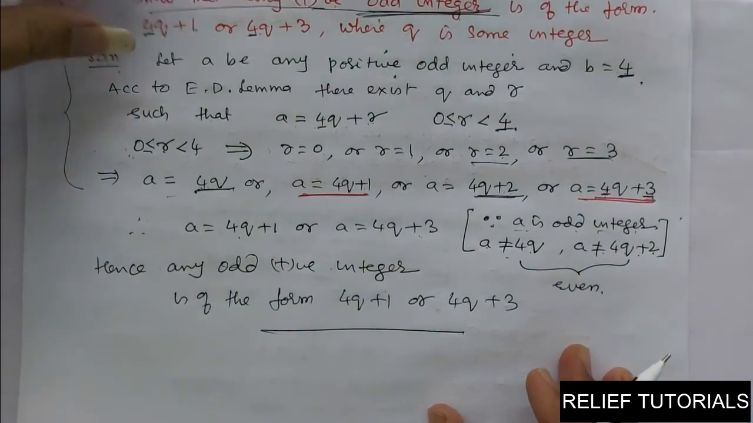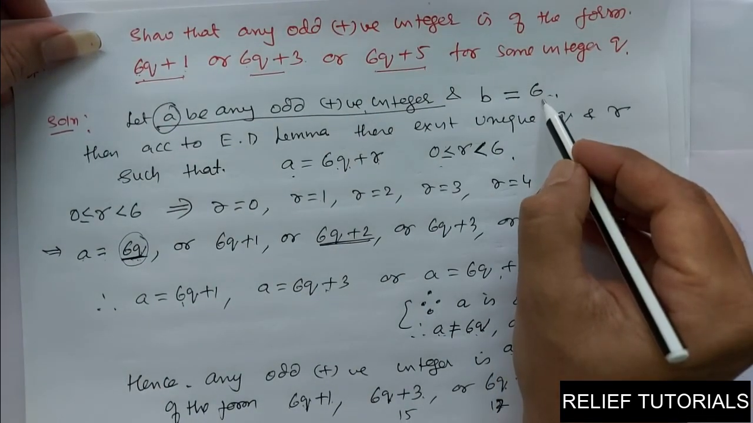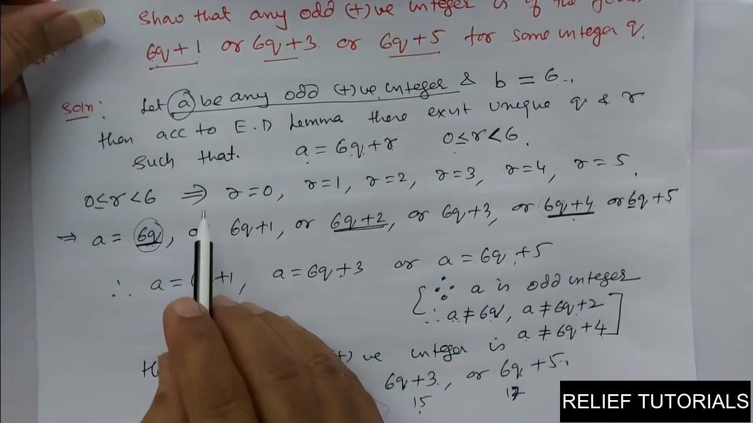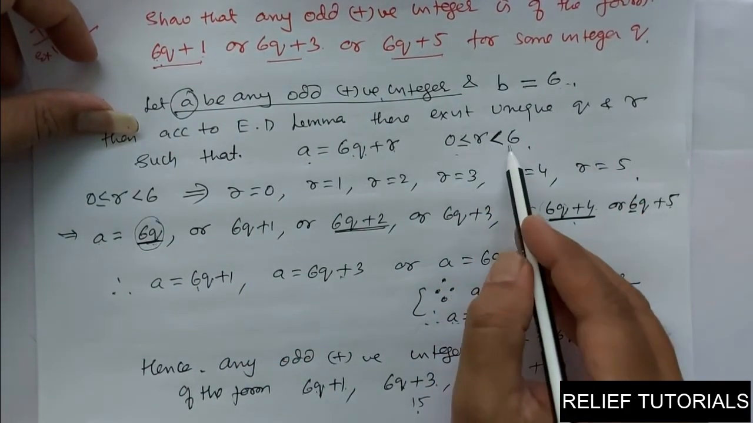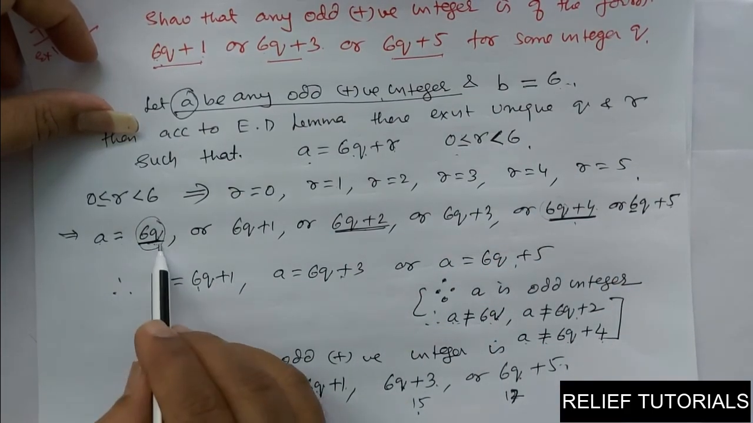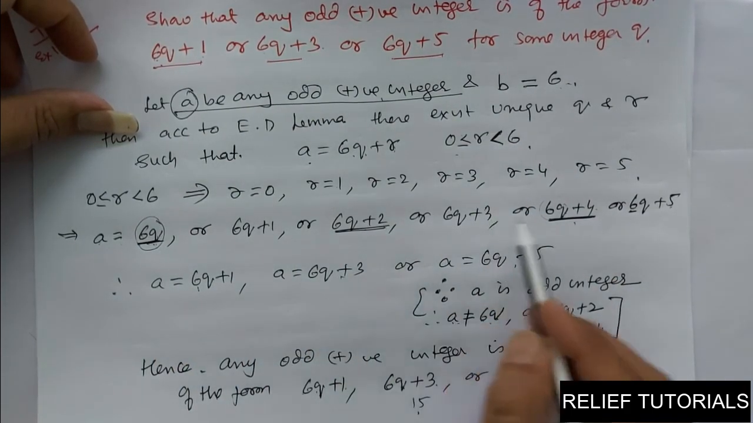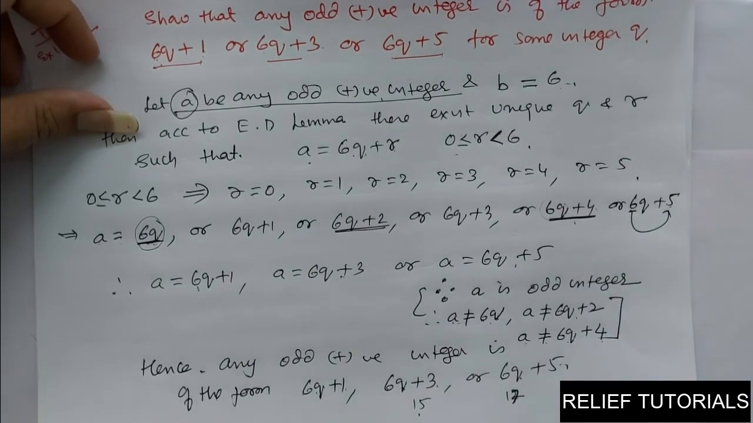Clear? Now see, same thing here also. B is equal to 6. So A is equal to BQ plus R. So 6q plus R. But B is equal to 6, so the remainder will be less than 6. So to what extent will you go? A is equal to 6q plus 1, plus 2, plus 3, plus 4 and plus 5. Here it is 6, so 1 less. Clear? I hope you enjoyed this.